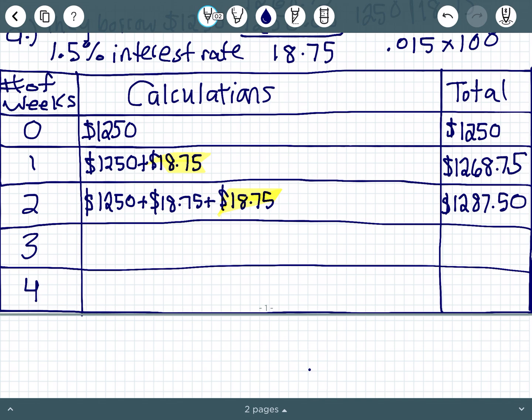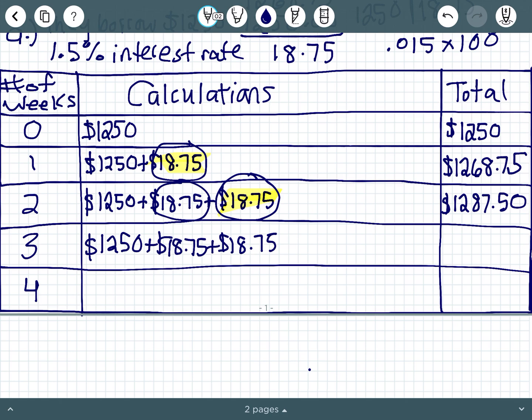So let's see, if I look at my week 1, I'm adding one $18.75. In my week 2, I'm adding two $18.75. So in my week 3, if you guessed that we're adding 3 groups of $18.75, you are correct. So there's our principal. We're going to add $18.75 for that first week, for the second week, and now we're going to add it for the third week as well.